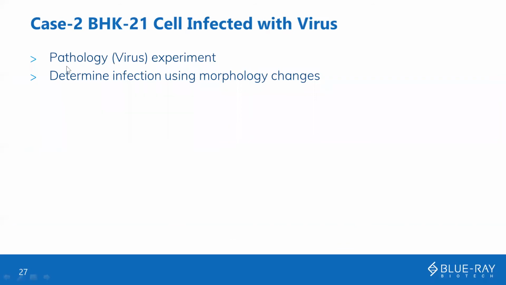So this application shows that if you are working on a pathology experiment, especially with virus, and you want to determine the progress of the virus infection status, you can use this kind of cell imaging system to determine the morphology changes.